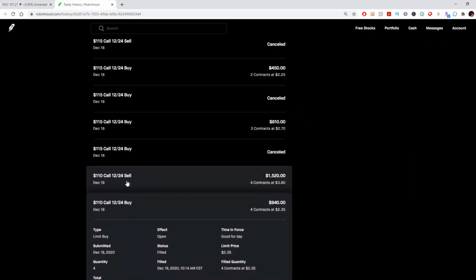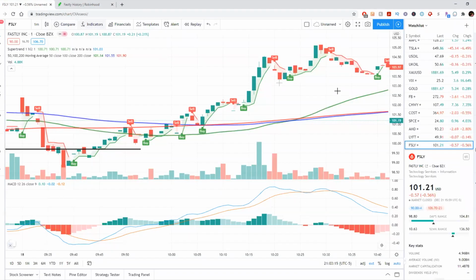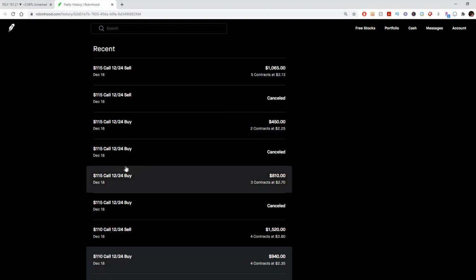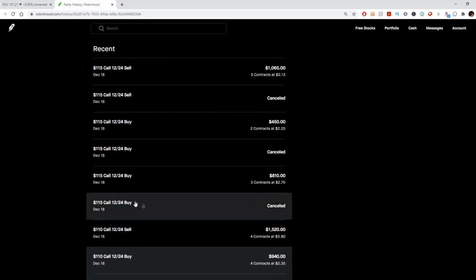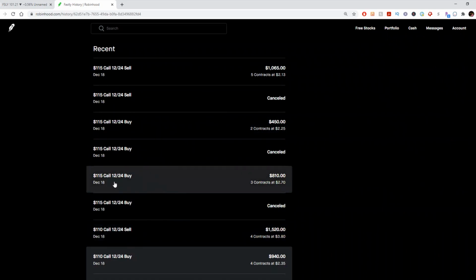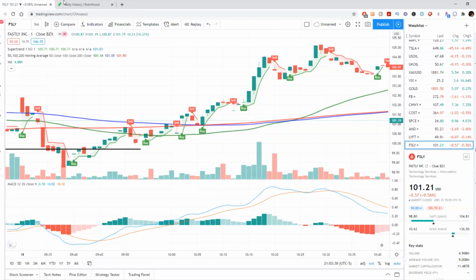Okay, so that was pretty good again, but it started coming back down. I got at this buy signal again at 10:23. I picked up a higher strike call because the value shot up a little bit. I wanted to buy something cheaper, so I got 3 of these 115 calls for $8.10.